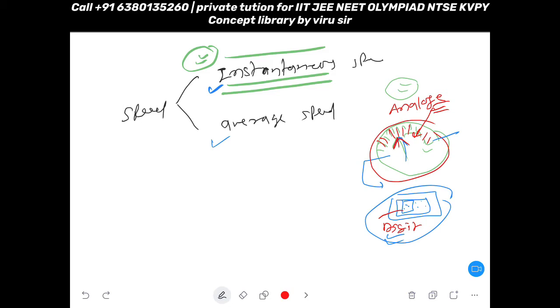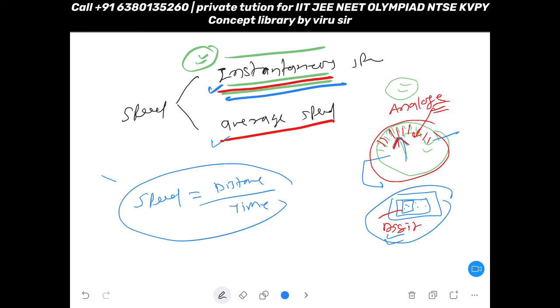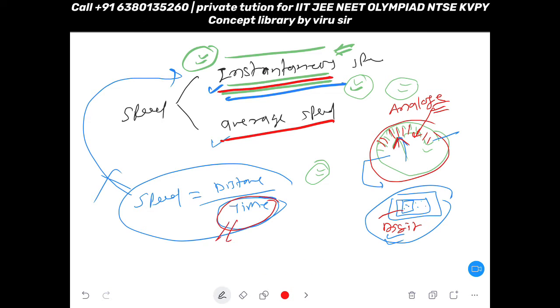So now see, if we talk about speed, it is either instantaneous or average. Now, for instantaneous speed, what is the formula? You cannot apply the formula. The speed equals distance by time formula you cannot apply to find instantaneous speed. Why? Because instantaneous speed is found at a particular time, but in the formula, this time is not a particular time. This time is the time taken to travel a certain distance. Are you getting what I'm talking about?